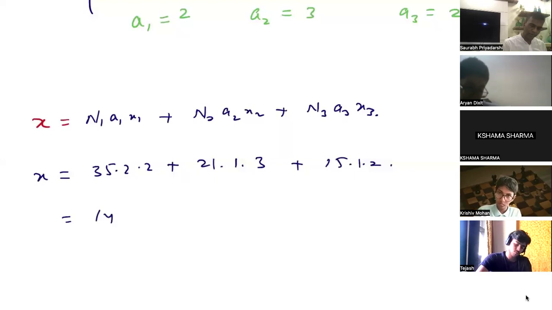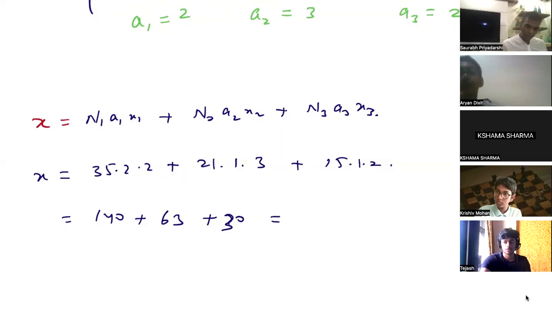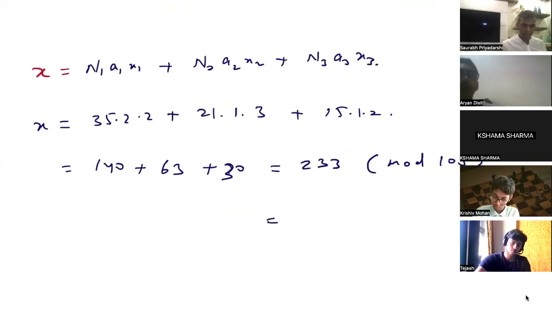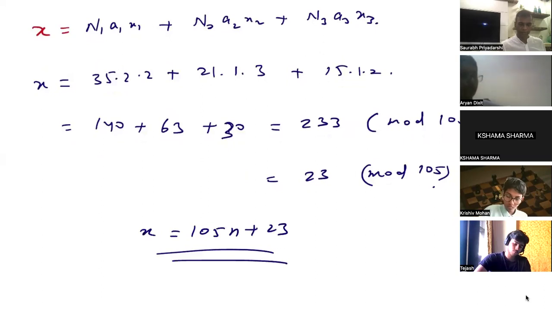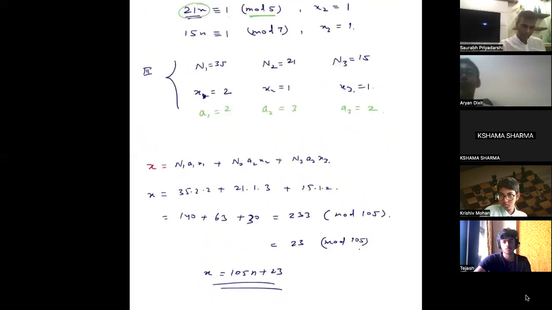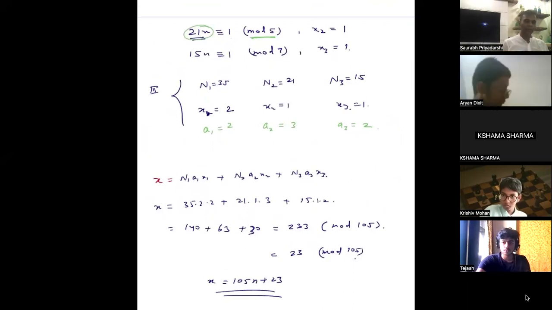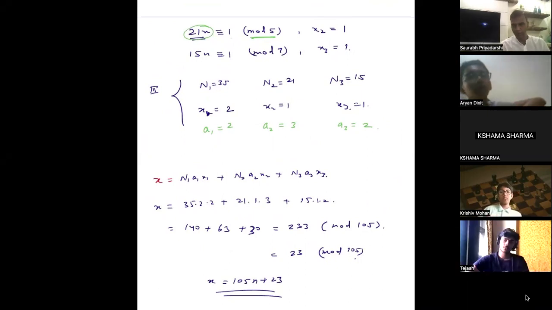Right? 140, 63, 30. This is 233 mod 105. So 105 is 210. This 23 mod 105. So this is coming as 105 plus 23. This is the remainders you are getting. So always you'll get the numbers in this form. This is CRT, Chinese remainder theorem.